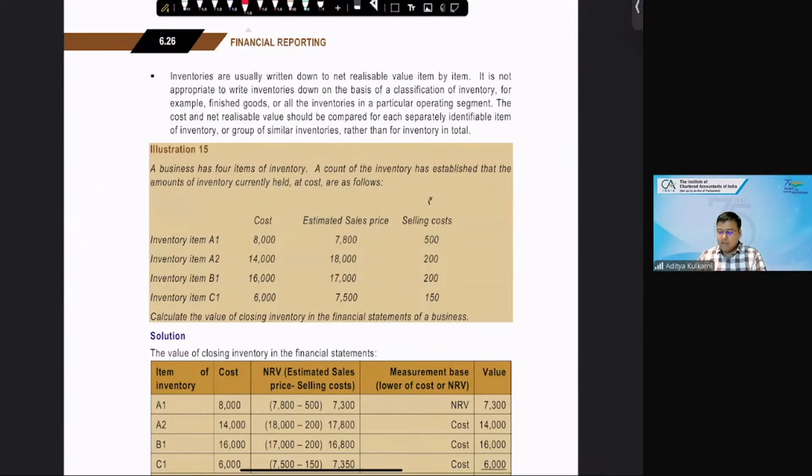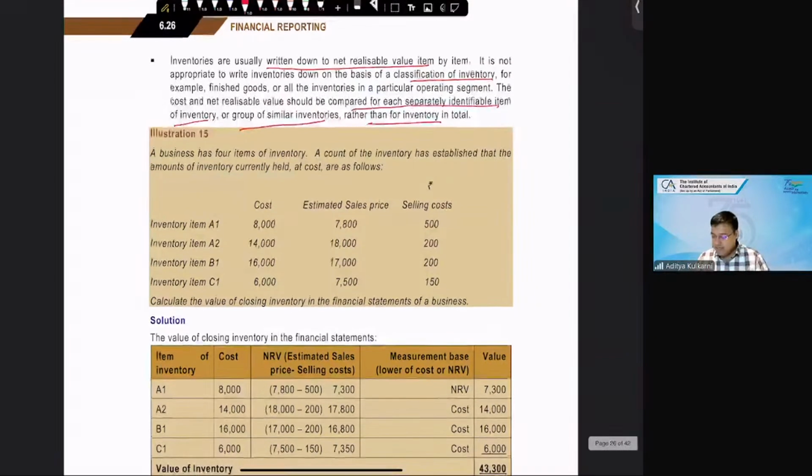Now, inventories are usually written down to NRV item by item. It is not appropriate to write down inventories on the basis of classification of inventory, like for example, all FGs or all inventories in a particular segment, where I follow one rule. I cannot do that. The cost and net realizable value are to be compared for each identifiable item of inventory or group of similar inventories rather than for inventory in total.